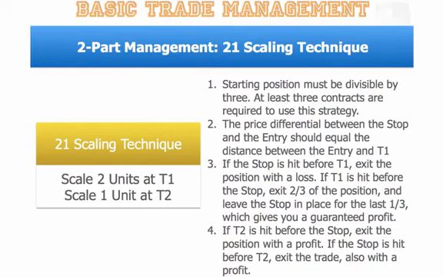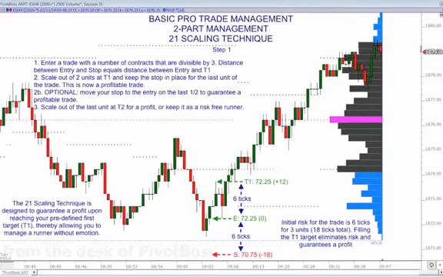Let's take a look here at what it looks like on a chart. Basic pro trade management, 2-part management, 2-1 scaling technique. This is a good one. The important thing to keep in mind right here is that the distance between the entry and the stop needs to be equal to the distance from the entry to T1. Those need to be equal, and they are 6 ticks and 6 ticks in this example. If you get stopped out after the entry, since this is a 3-unit trade at 6 ticks here, 3 times 6 is 18 ticks. You're out 18 ticks. That's your loss if you get hit.